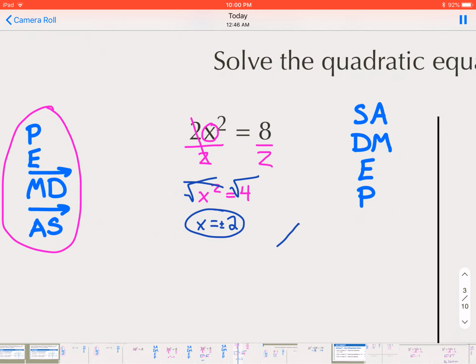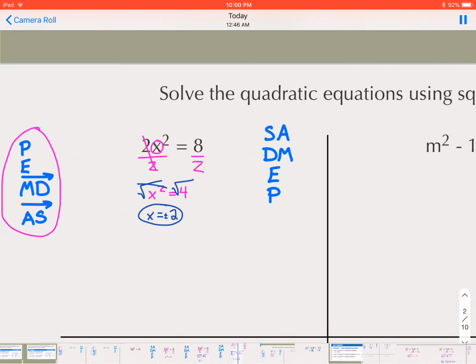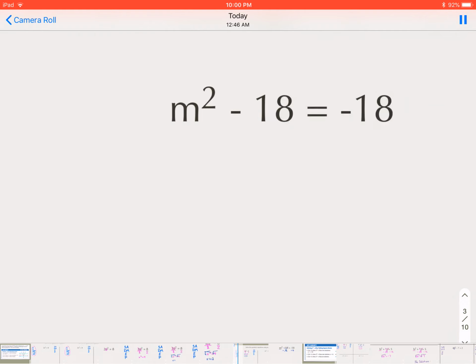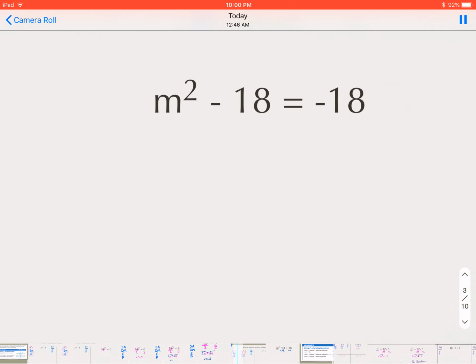If I zoom out a little on this first example, you will see that we solve it like a normal equation. We get x all by itself, but now instead of it being x equals, we have that square root attached. The very last thing we'll do on almost all of these problems is to take the square root. So if I move on to the next problem, here I have m squared minus 18 equals negative 18.